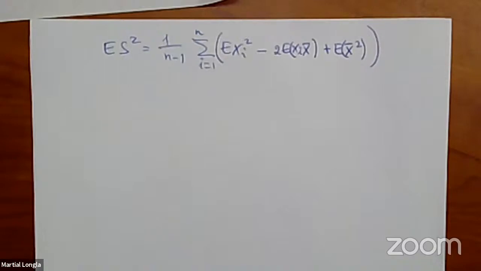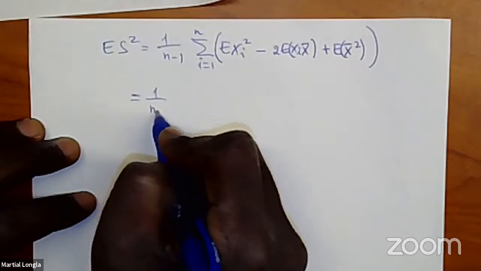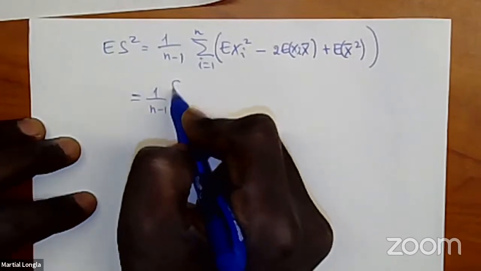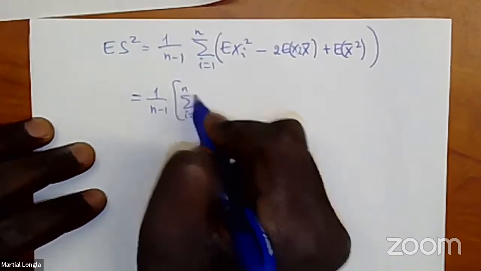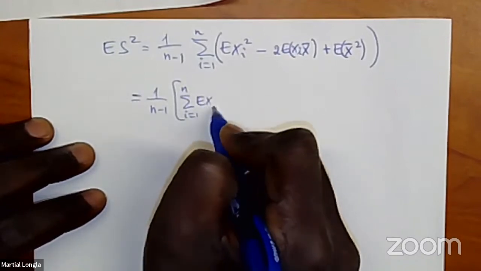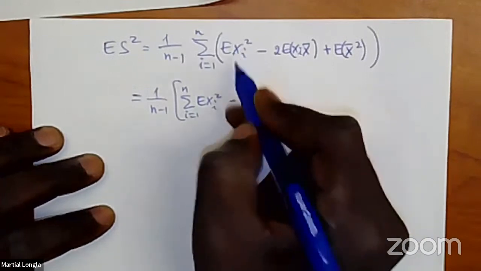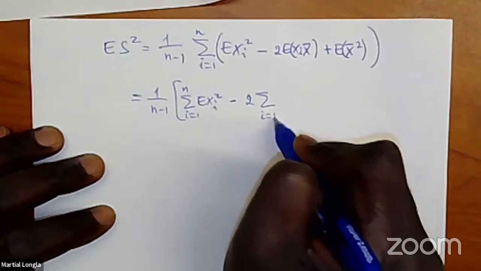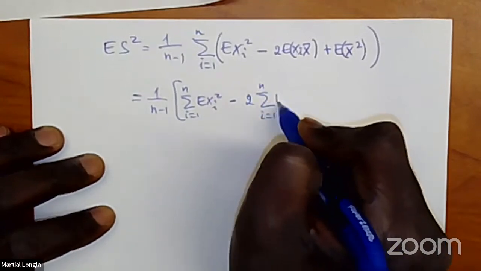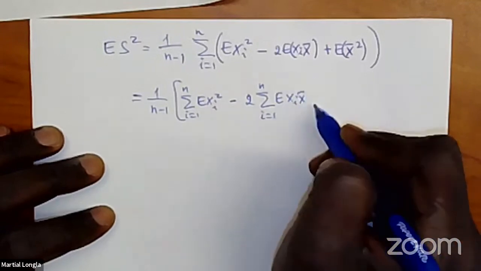Yeah. Distribute the sum. Okay, we can do that. It's not a problem. 1 over n minus 1. So this sum is going to be now the sum i from 1 through n, expected value of xi squared. Okay. Minus 2, sum i from 1 through n, expected value of xi x bar.